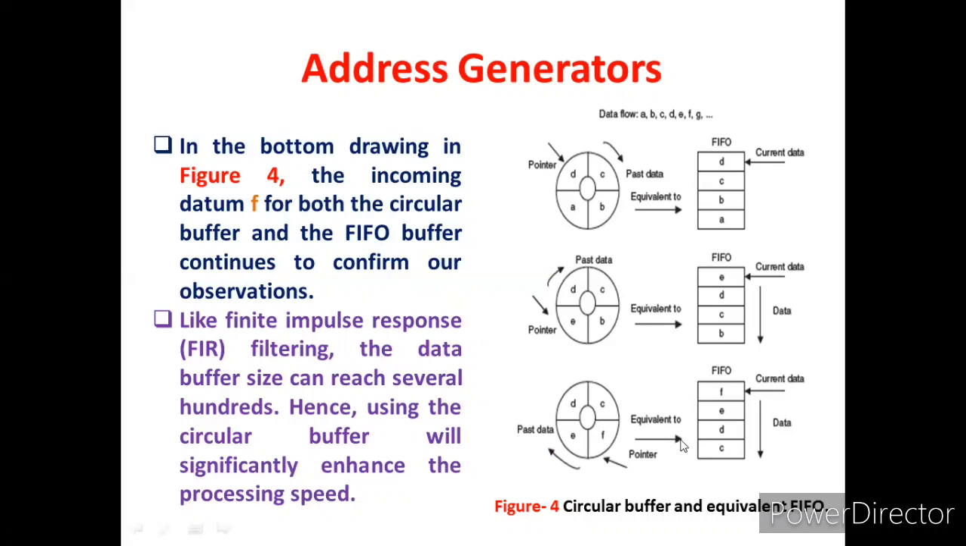When you compare to the FIFO, where all the data are getting updated, in the circular buffer only one data has to be updated. That's the advantage of using the address generator. And one form we are using is the circular buffer address generator.